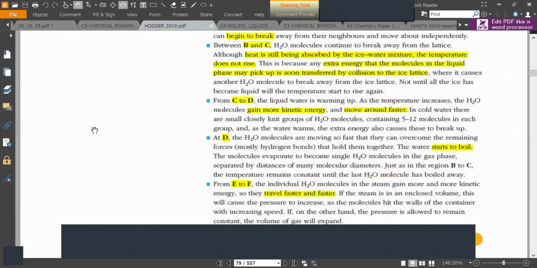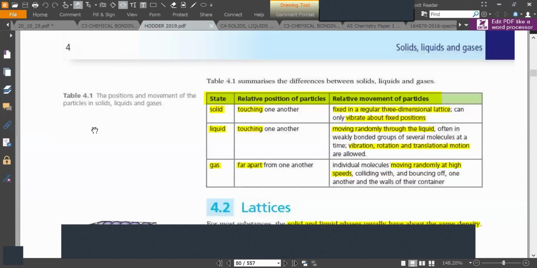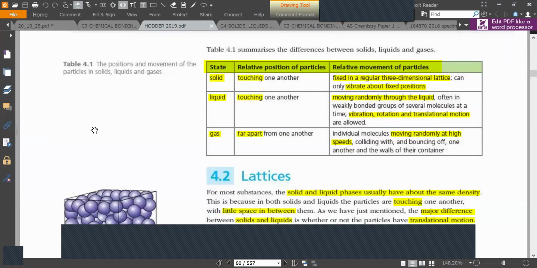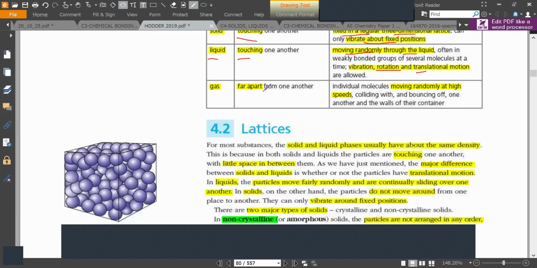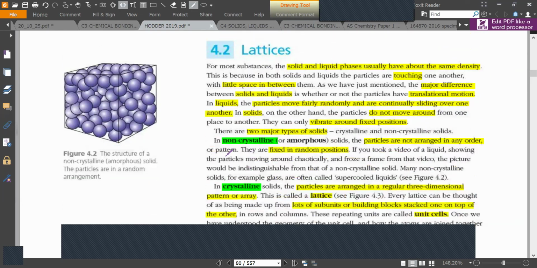I think this one you are familiar with. No problem. Heating curve, and then solid, liquid, gases, the characteristics. Touching one another, fixed, regular, 3D, vibrate about fixed position; liquid moving randomly, vibration, rotation, translation; gas far apart and so on. Now we're looking at the lattice. Different kinds of lattice, non-crystalline and crystalline.